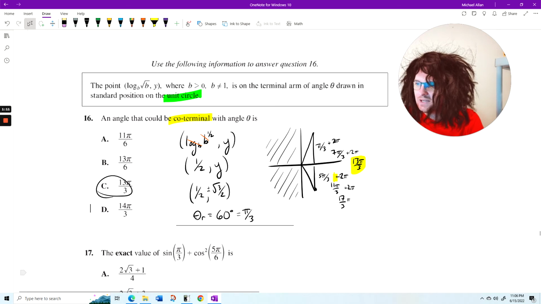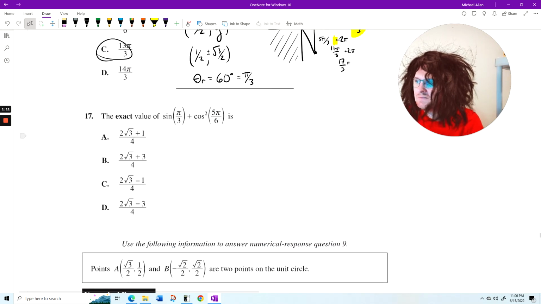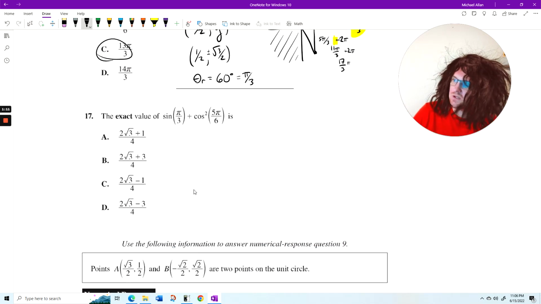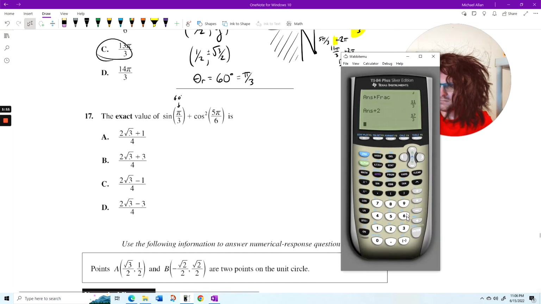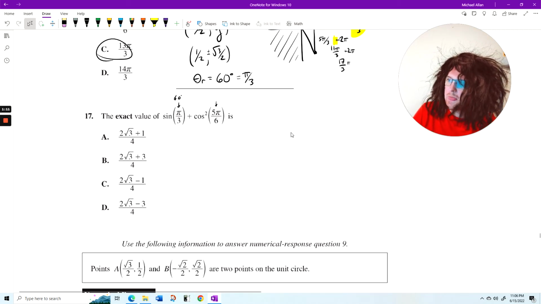I guess I didn't have to find this root 3 over 2. The x value was enough to find the reference angle. Cool. Now, what's the exact value of these? Again, some more unit circle knowledge. Remember, this pi over 3 is the same thing as 60 degrees. And this here, 5 pi over 6, I actually don't know. I'm just a bit too lazy to think about that mentally. It's 11 p.m. That's 150 degrees.